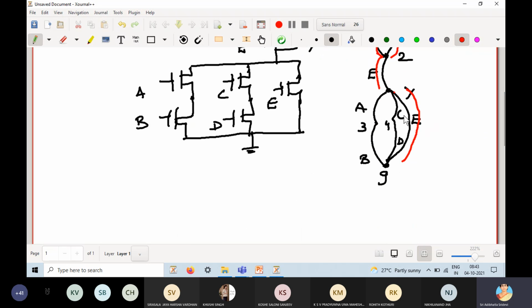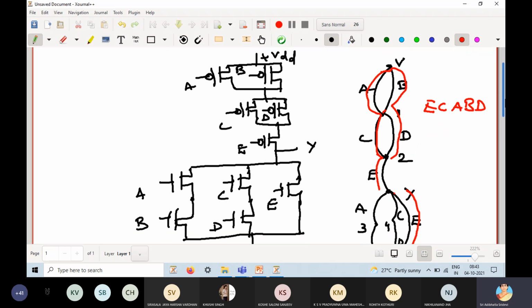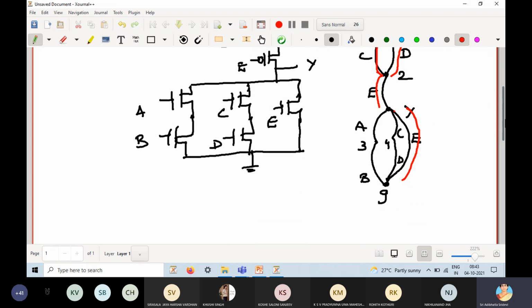So whether I will get this path here, E, C, D, B, A? Here I got E, C, A, B, D. Whether I will get it here? Please tell me. Oh, ma'am, it's different. I will never get it, right? Yes or no? Yes, ma'am. So we will not get Euler path from this.